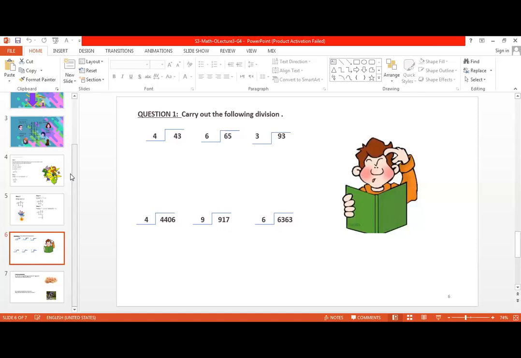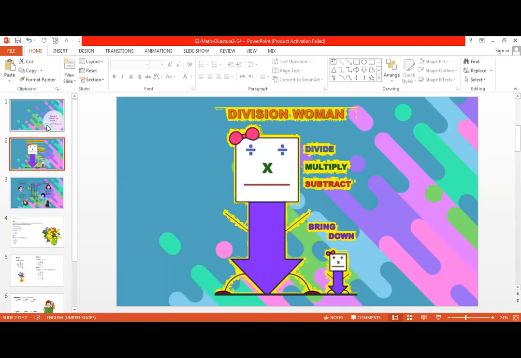So as I told you before, our lesson is about division. Just to remember the steps together, what are the steps of division? First, we divide. Then multiply. Then subtract. Bring down. And then we do the steps all over again.